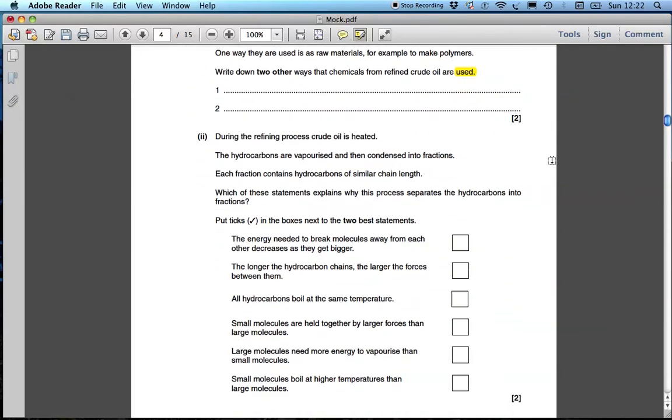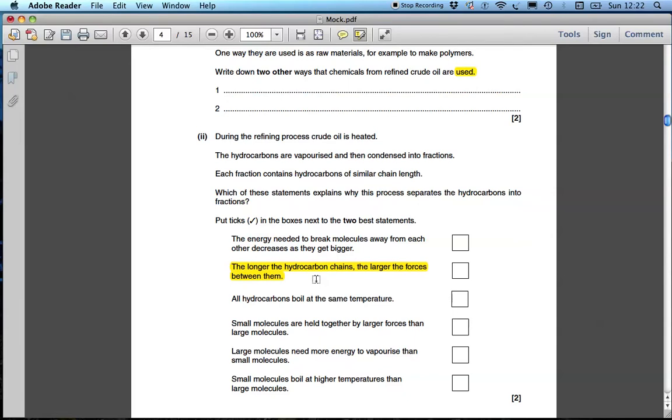Then you're being asked why this process works. It's called fractional distillation. So why does this process separate the hydrocarbons into fractions? The first mark was for saying that the longer the hydrocarbon chains, the larger the forces between them. Okay, so longer chains stick together better. It's kind of like Velcro. A longer bit of Velcro is going to stick together better than little bits of Velcro.